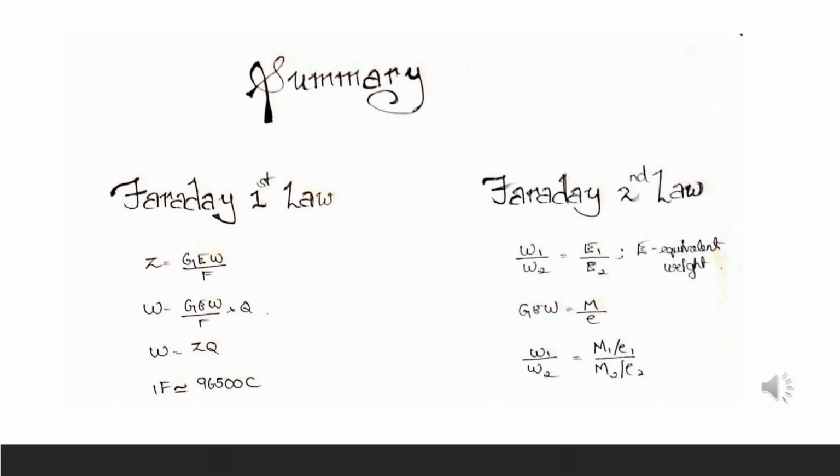In Faraday's second law, we have seen that W1 by W2 equals capital E1 by capital E2, where capital E is equivalent weight and gram equivalent weight equals molar mass by valency factor, that is small e. W1 by W2 equals M1 by small e1 whole thing divided by M2 by small e2.